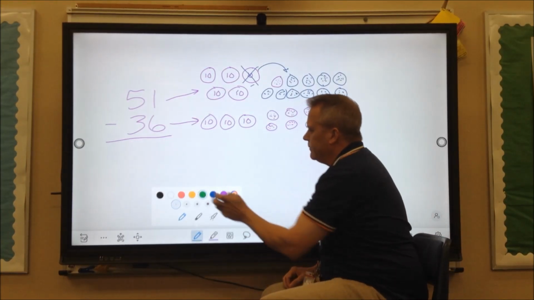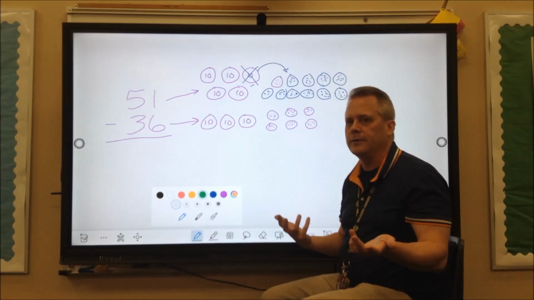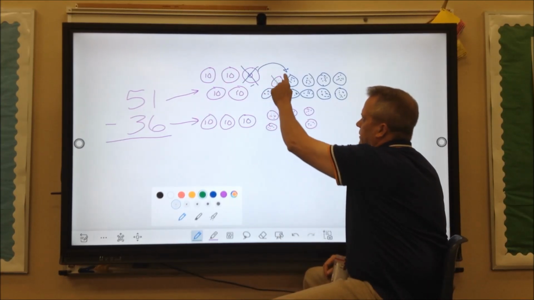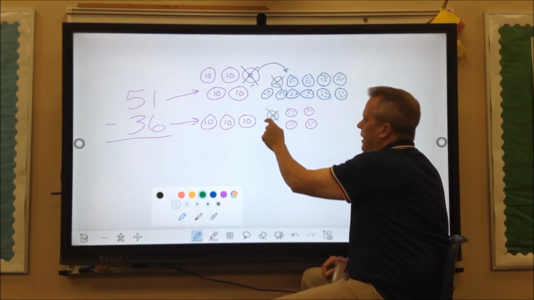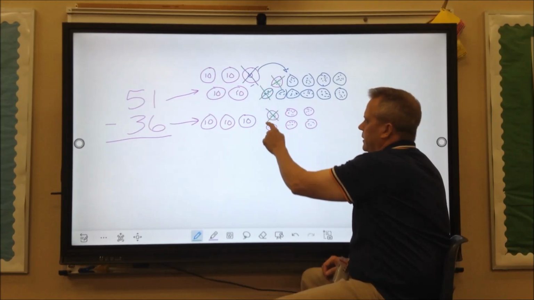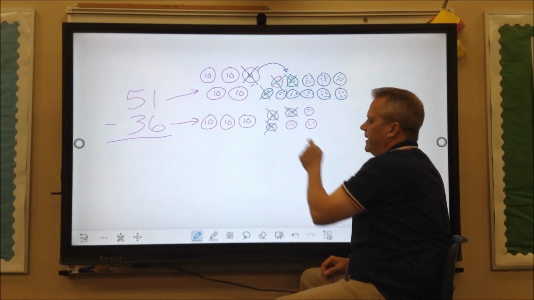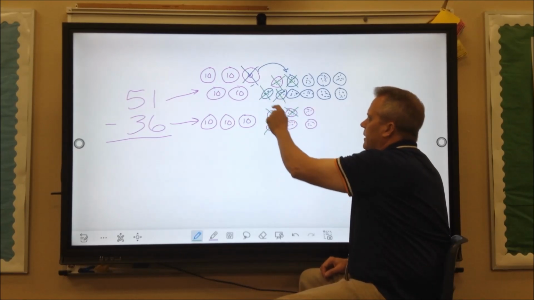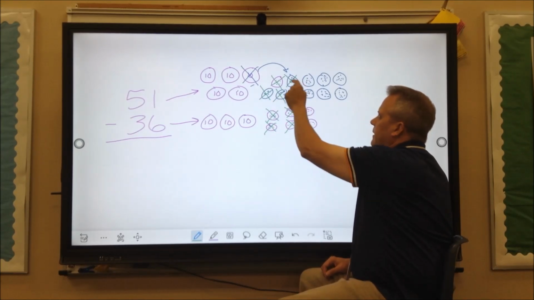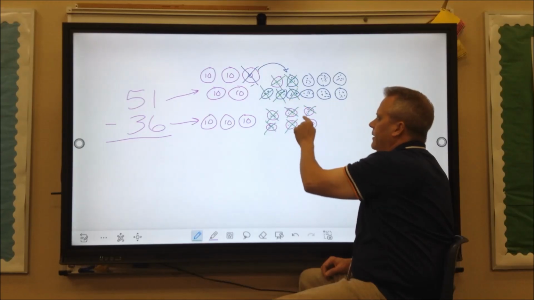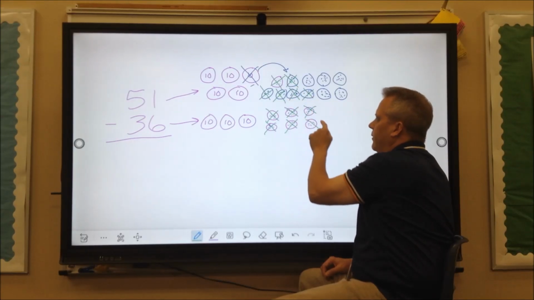Now, ready? Let's start giving them partners. So I'm going to cross off this cookie with someone on the bottom. I'm going to cross off this cookie with that one there. I'm going to take this one and cancel it out with that one. Cancel this one with that one. Cancel this one with that one. Cancel this one with that one.